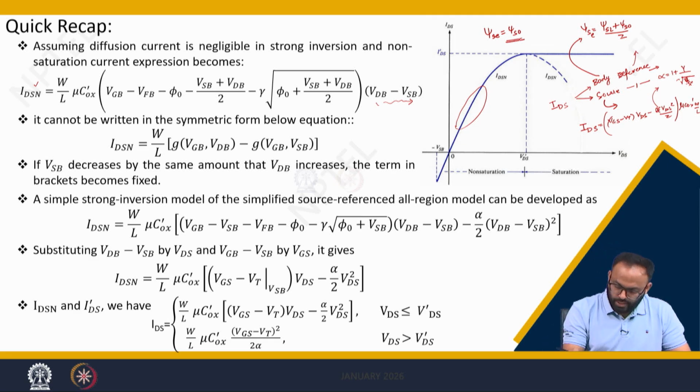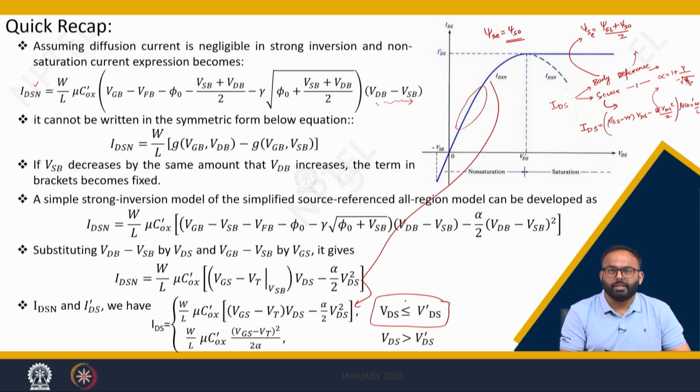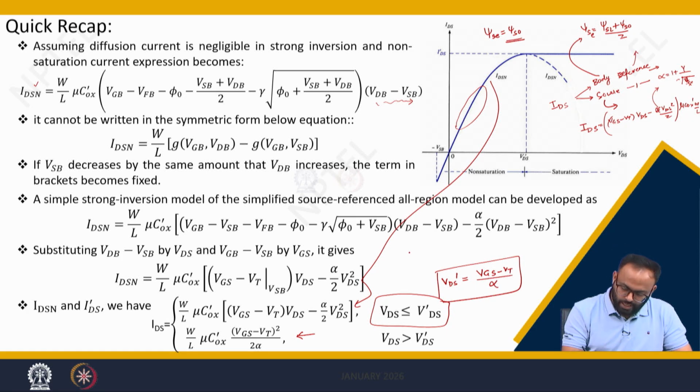We have also derived a closed form equation which says what is the range below which my current will be in the linear region and what is the range of voltage above which my current will be in saturation, which we defined as VDS dash equals VGS minus VT divided by alpha. We derived this equation by simply assuming that it will be obtained by keeping the slope of IDS with respect to VDS equal to 0.